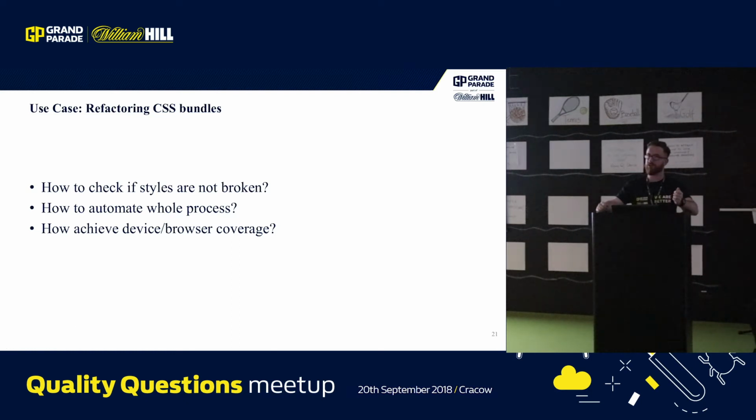That task consisted of refactoring the whole CSS in our monolith and changing the responsive design to an adaptive one. We opted to keep the new layout one-to-one, but it was not possible. And from the testing perspective, we needed to answer some questions. How do we check that styles are not broken, how do we automate the whole process, or at least some part of it, and how do we achieve device and browser coverage?